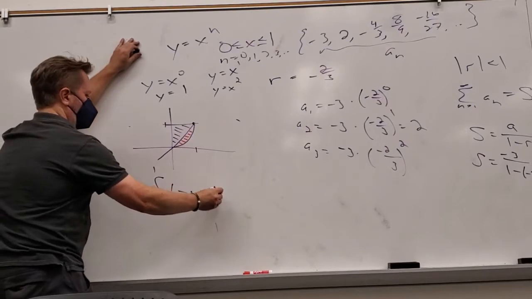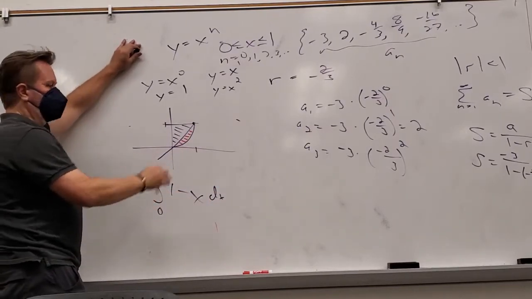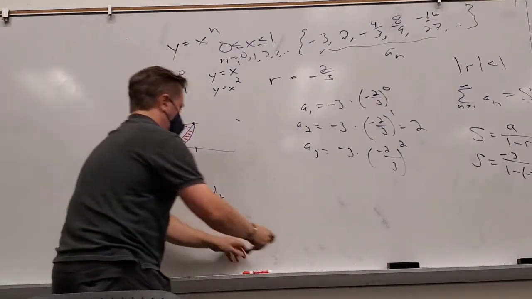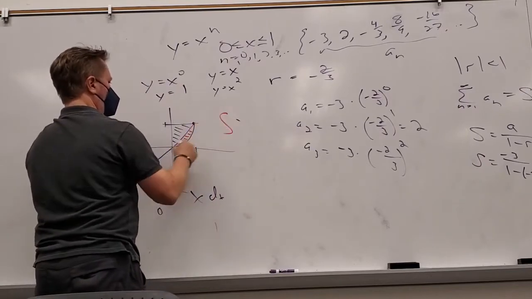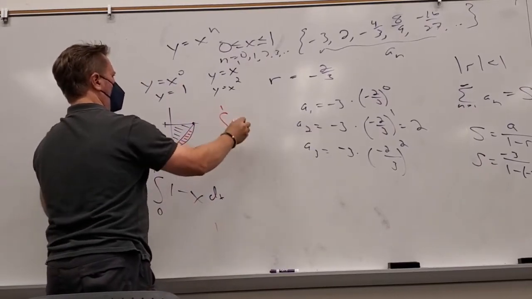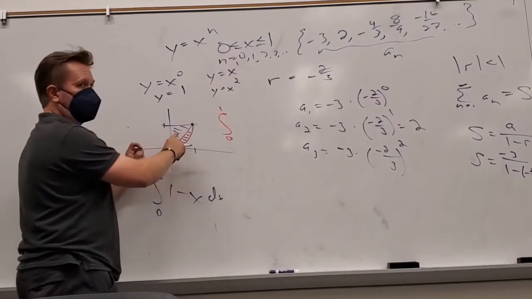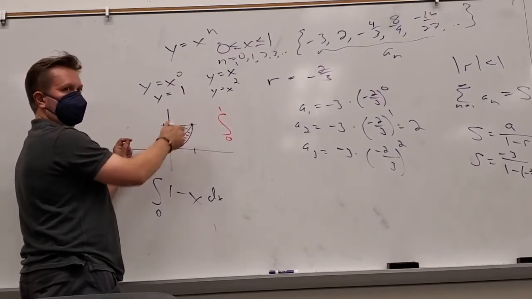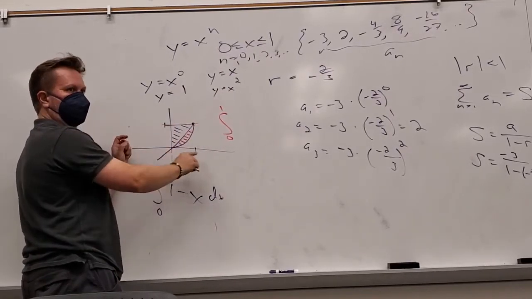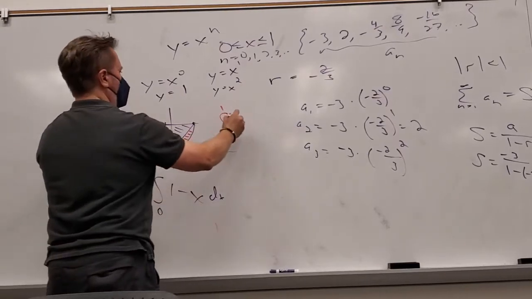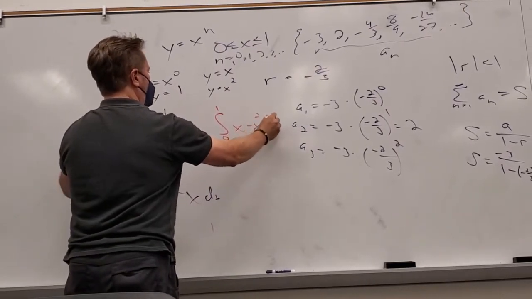Alright, is that hard? Nope. What would the next area be? The red area. What's on top though? X. Because when you square it, for numbers between 0 and 1, it gets smaller. So it'll be x minus x squared.